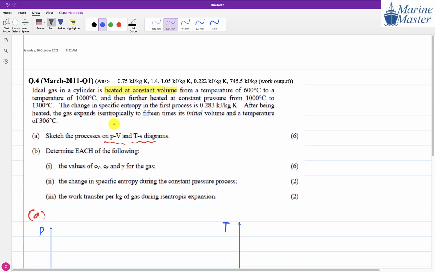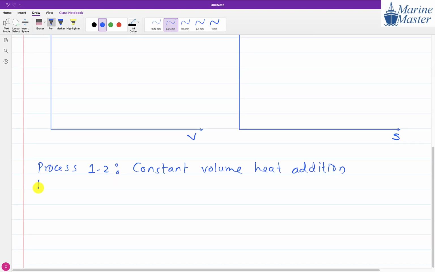What is the next process after constant volume heat addition? Then it is further heated at a constant pressure. So process 2 to 3 is constant pressure heat addition.